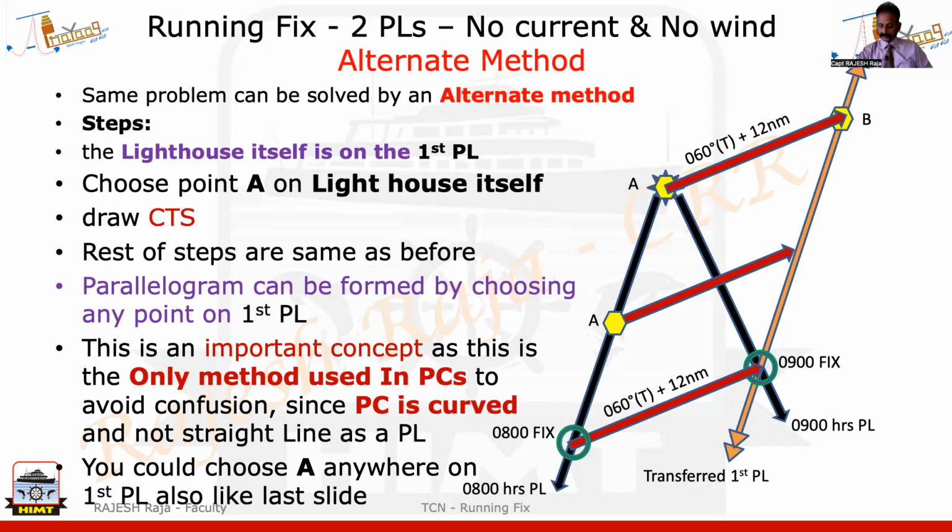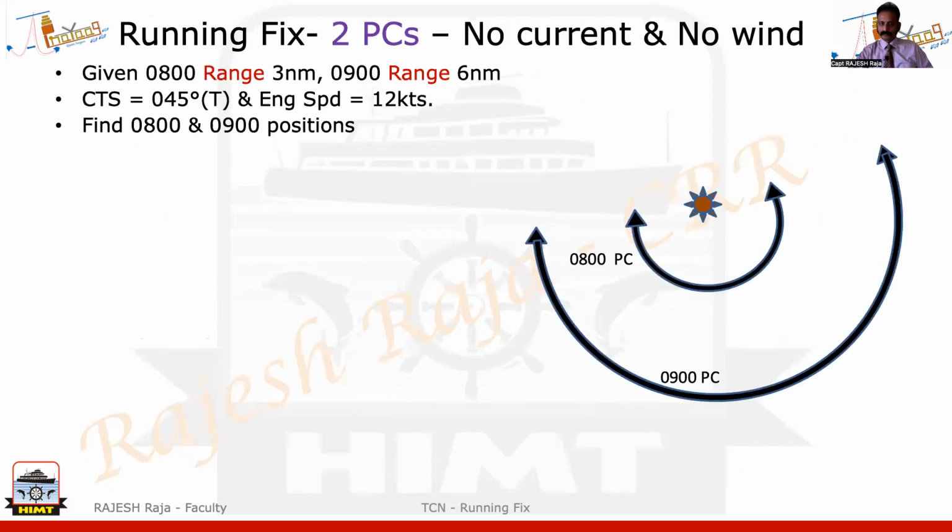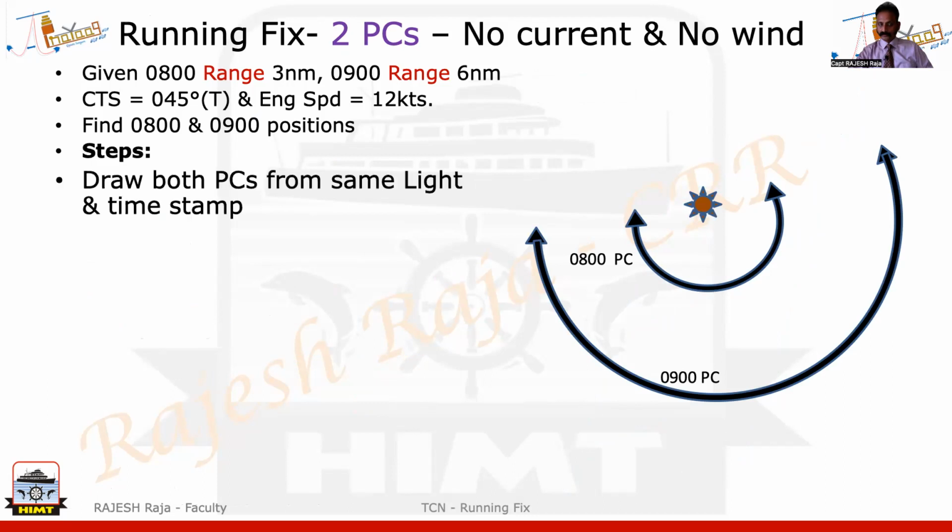So let us check this method, which is the only method I will recommend to you to start a PC problem. Let us go back to our problem. This was the same problem 2 slides back. I have drawn the PCs, first and second one. I need to choose alpha. So do not choose alpha anywhere on the first PC, but choose it on the source of the first PC, which is the lighthouse. So this is alpha.